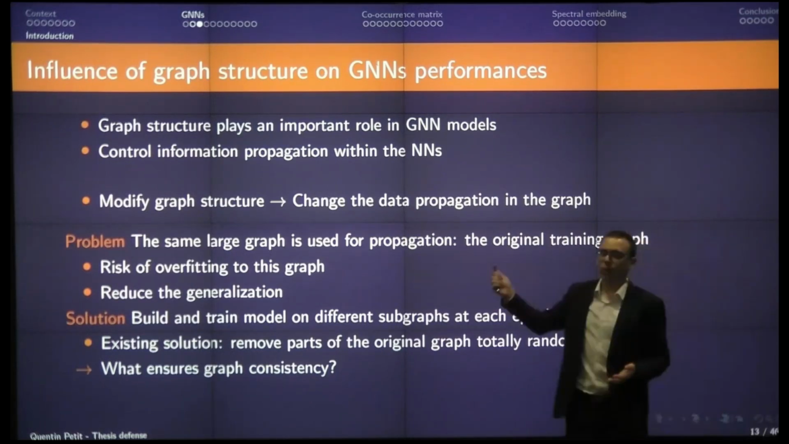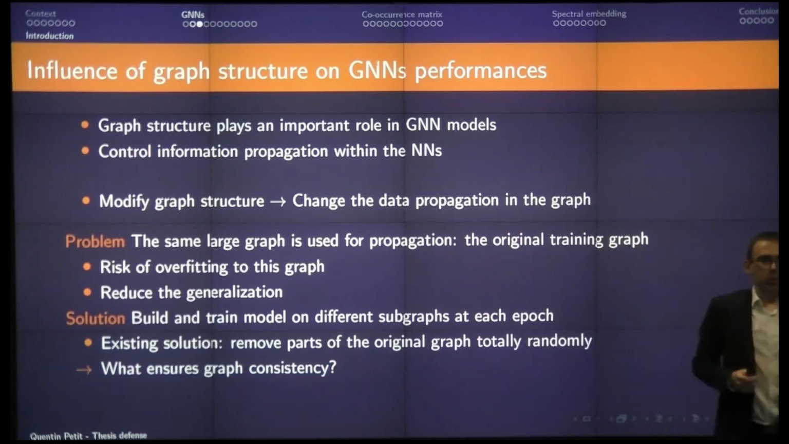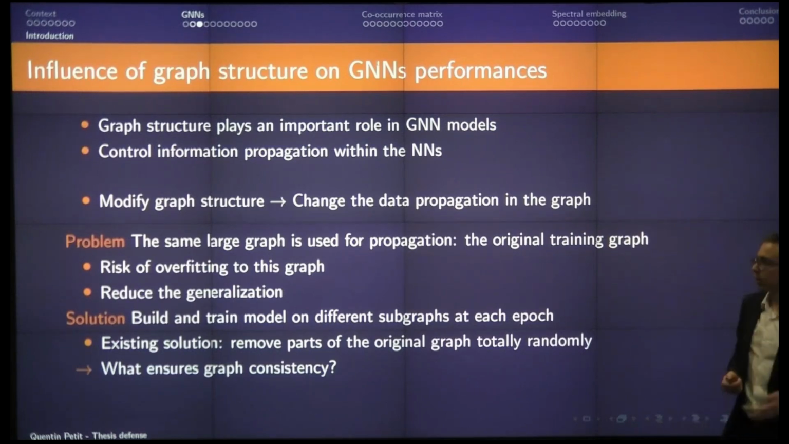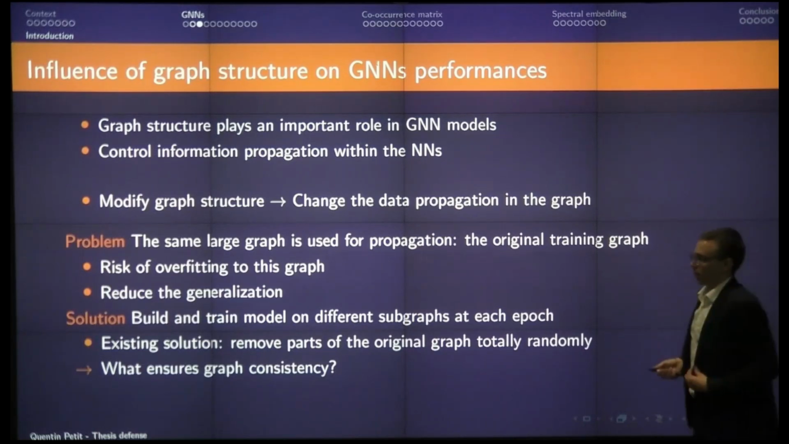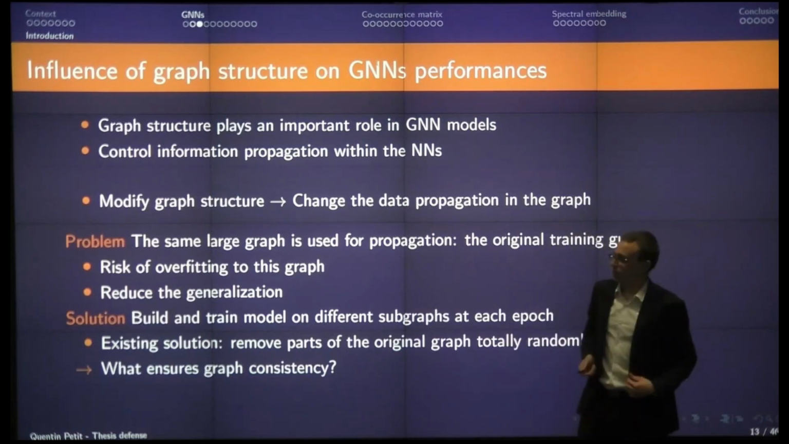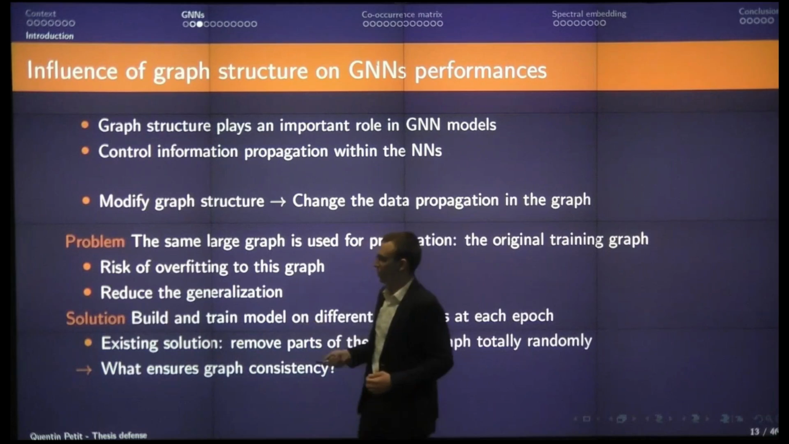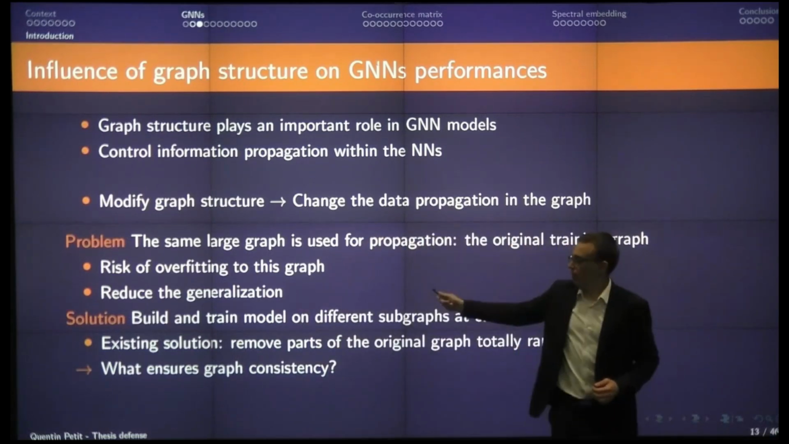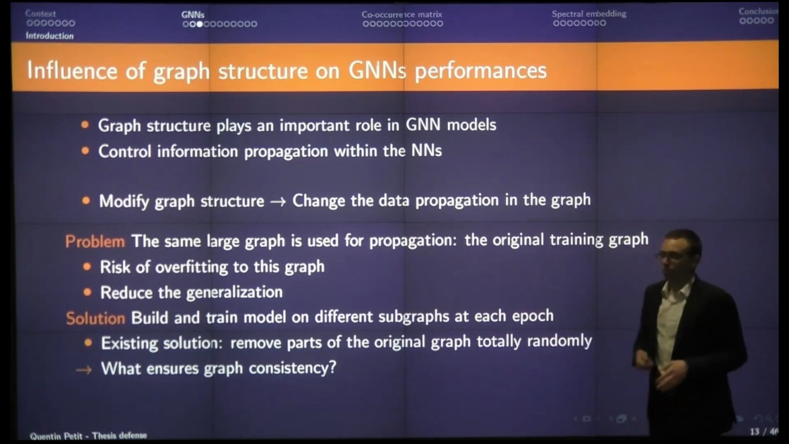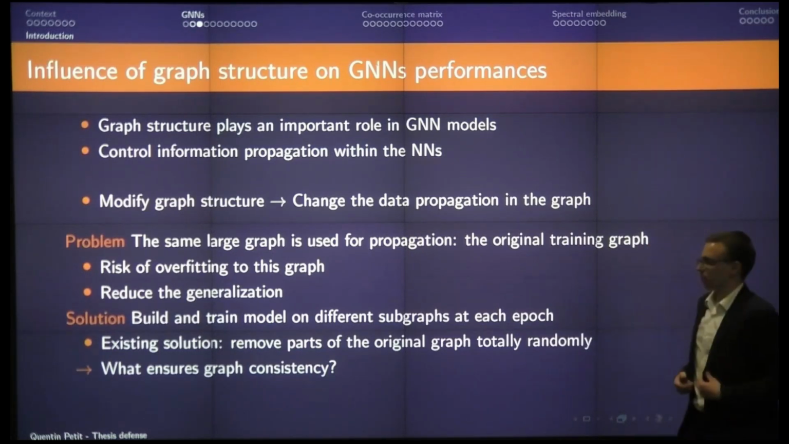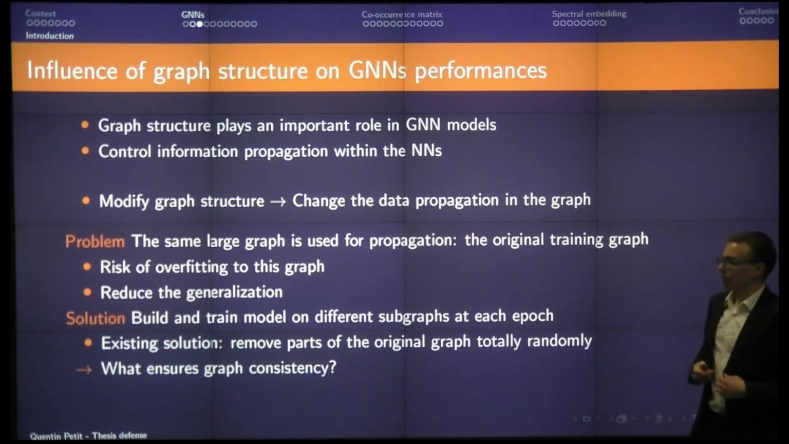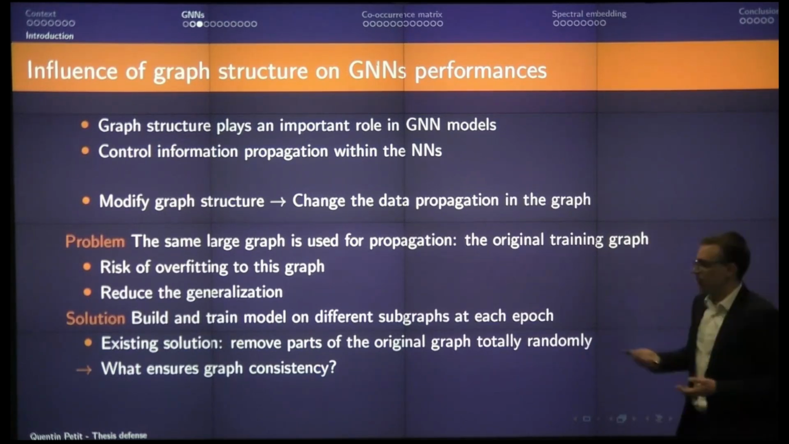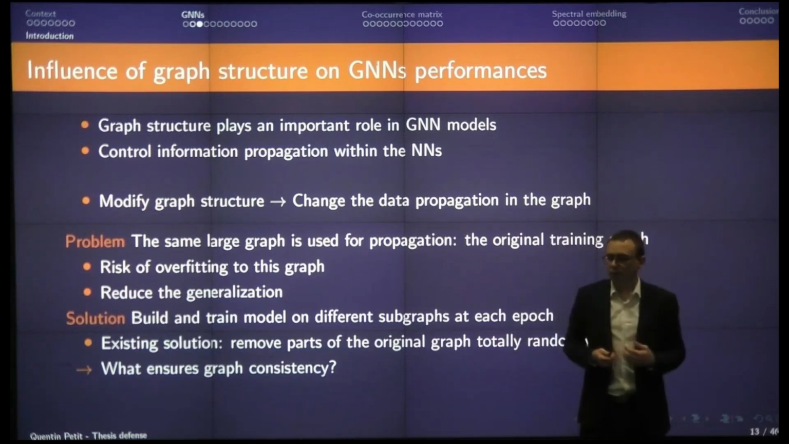And the problem is that when you have only one graph for the training, the model will only train with this specific graph, and after that, it will not be able to generalize to other graphs that can be used for inference. And one solution proposed in the literature to reduce this lack of generalization is, at each epoch of the training, we build a subgraph from the original graph to be sure that the model will learn on different subgraphs. But the existing solution removes some parts of the graph completely randomly, and so nothing ensures that the newly generated graph structure is consistent.